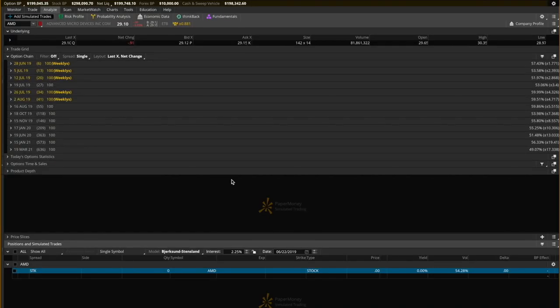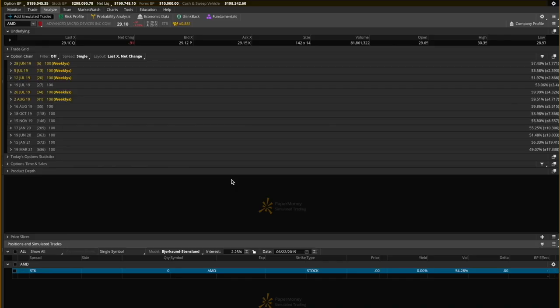Now, Thinkorswim, as I stated in my day trading course, is a completely free platform that you can use, and it offers you a paper money account that you can practice with. It's fantastic for beginners. I know it looks a little overwhelming, but it's actually pretty simple once you get the hang of it. When I'm building option strategies, this is my go-to.